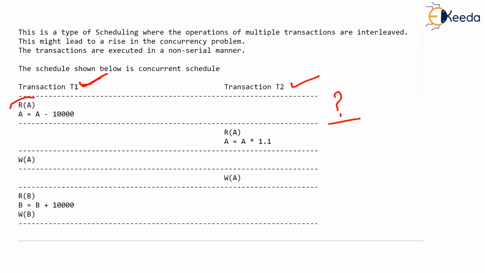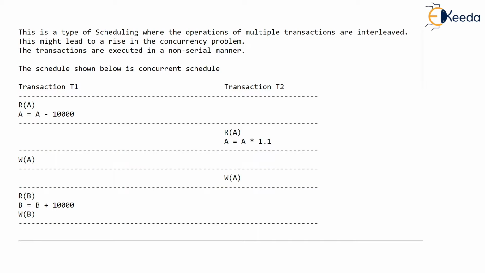What is that one of the possible schedules I'm talking about? Two lines of T1 run, then two lines of T2 run, then one line of T1 runs, then one line of T2 runs, and so on. But this is not the only possibility. It can happen that three lines of T1 run, then three lines of T2 run, and then three lines of T1 run. Anything of such interleaving is possible. So how many such concurrent schedules are possible?